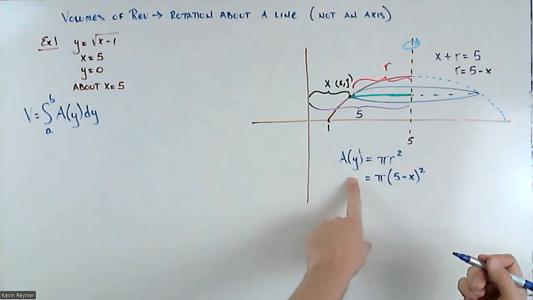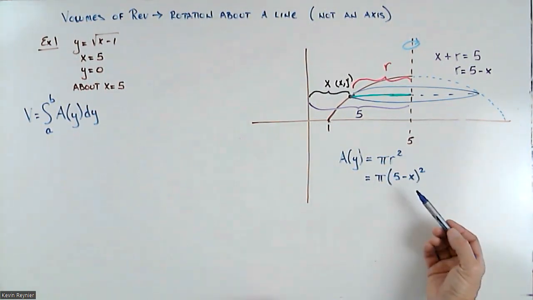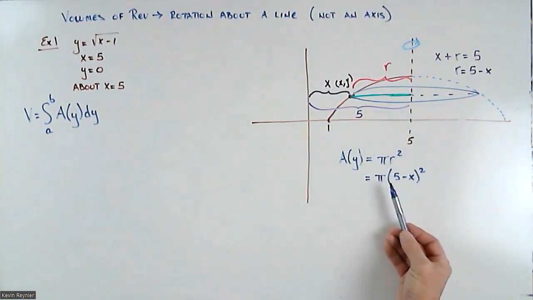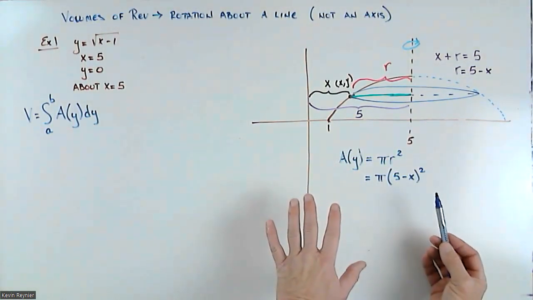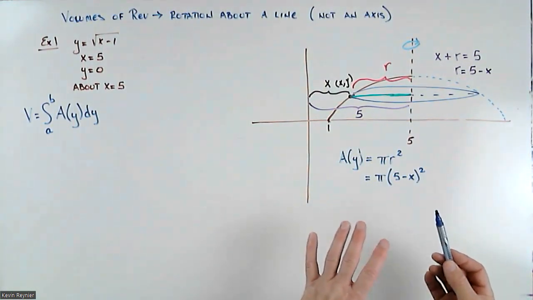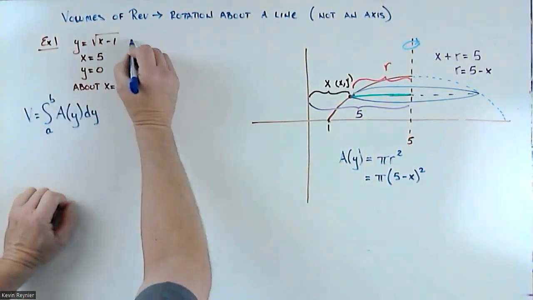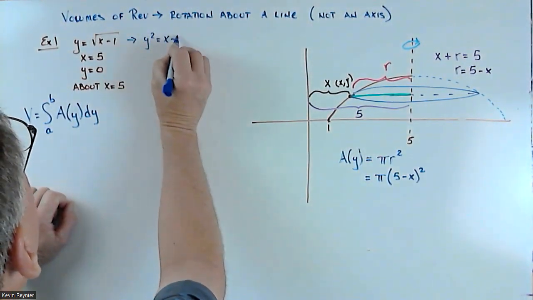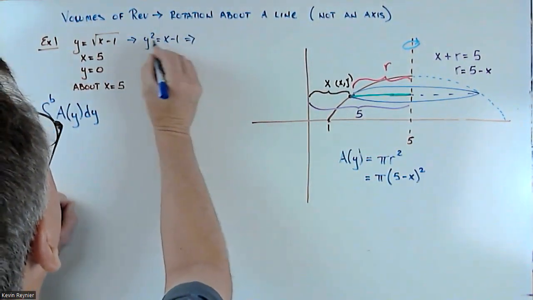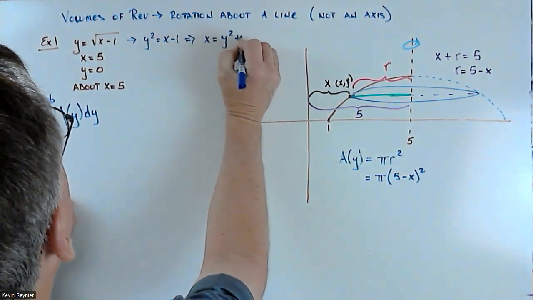When I say it's going to happen every time, I mean we're always going to get this intermediate step where we end up with this expressed in terms of the wrong variable. There's nothing to panic about. We know what x is. We can come right here to our equation. We can square both sides. We get y squared equals x minus 1. And that leads us to x equals y squared plus 1.